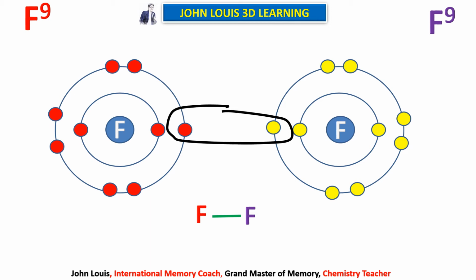Therefore, what is a covalent bond? Covalent bond is a chemical bond in which both the atoms share an equal number of electrons. Is it clear? Now I think with this understanding, if you go and read the definition, that will stick very well in our mind. We can understand the meaning also.